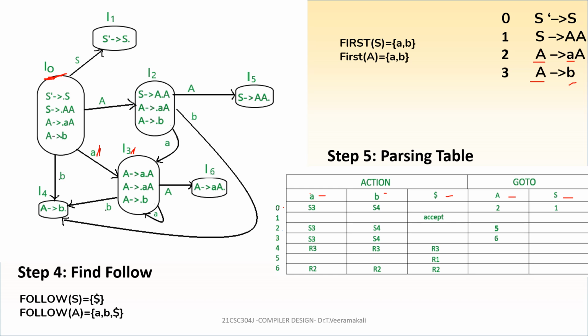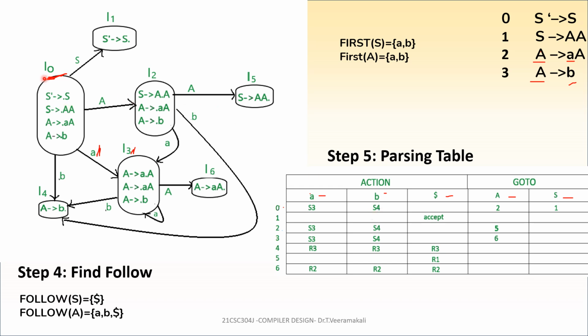Okay, so that it must be represented as a shift. Where is it going to shift? I3. So it must be represented as S3. And if you take a B from I0, the input is a B, it goes to I4. It means you have to represent it as S4.